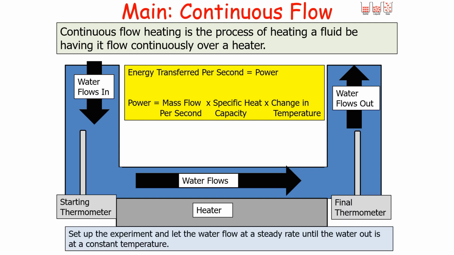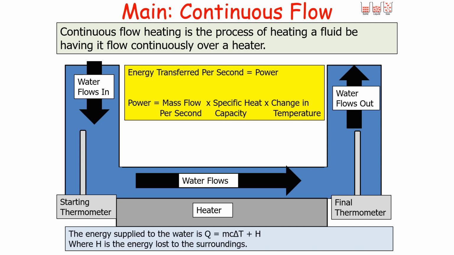To do this calculation, you set up the experiment and let the water flow at a steady rate until the water out is at a constant temperature. You would record the flow of water and the duration of the experiment, which allows you to work out the mass flow per second. You can then measure the temperature difference between the two thermometers before heating and after heating. The energy supplied to the water is Q = mcΔT + H, where H is the energy lost to the surroundings.